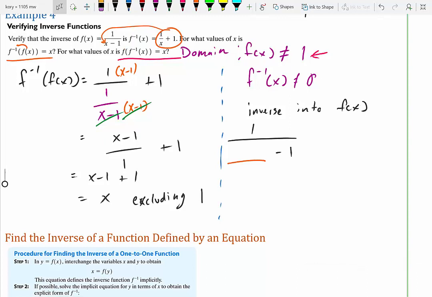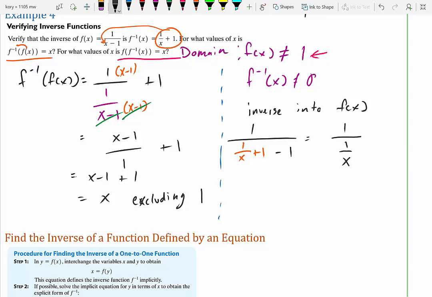So we're going to plug in the inverse into the function. So we have our function 1 over x, and that's where we're going to put the inverse. So 1 over x plus 1 minus 1. All right, let's do some simplifying first. We have 1 over x, because the 1 and 1 cancel out.